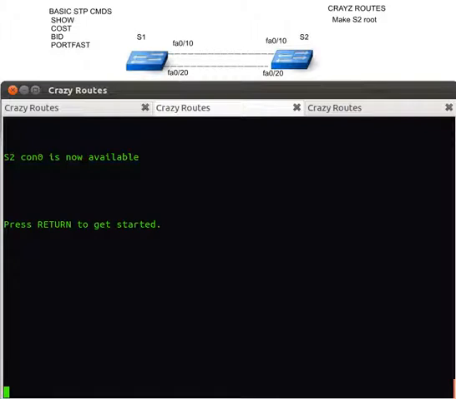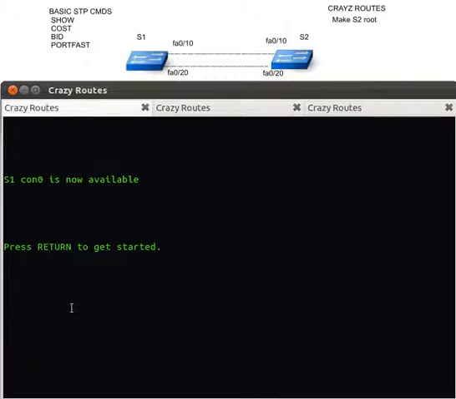Today we are going to be going over basic STP spanning tree protocol commands. We will be going over the show commands, the cost, the bid, port fast, and we will be making switch 2 the root. As you see, we have switch 1 here with Fast Ethernet 1/0 and Fast Ethernet 2/0. We have switch 2 over here with Fast Ethernet 1/0 and Fast Ethernet 2/0.